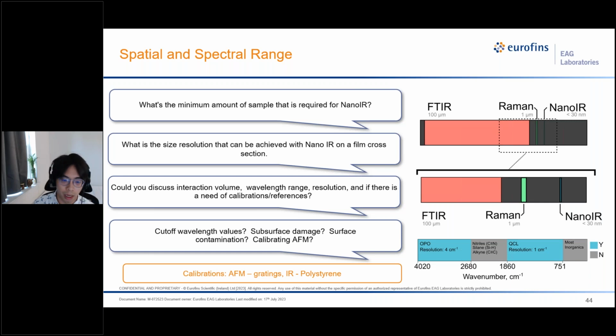In terms of calibrating the instrument, we have two sets of calibrations. One is for the AFM, in which case we use gratings for the X, Y, and Z aspects of it. And then for the IR laser itself, we make sure that the wavenumbers are accurate using a polystyrene calibration.